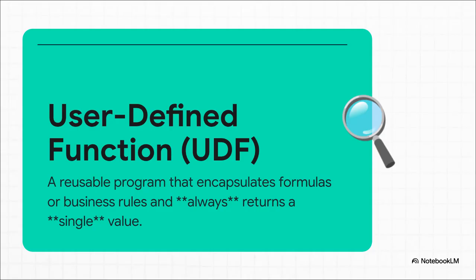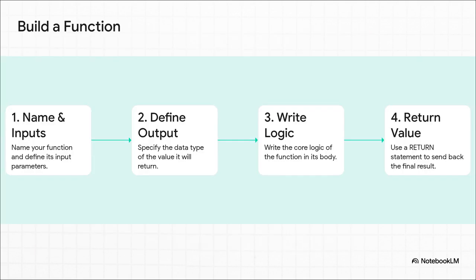At its heart, a UDF is really just a named block of code that you create to wrap up some common formula or piece of business logic. You give it some input, it does its special thing, and it always returns a single value as the output. And the cool thing is, building one follows a really clear logical pattern. First, you give your function a name and tell it what kind of data it needs. Second, you tell it what kind of data it's going to give back. Third, you write the actual code that does all the work. And finally, you use that RETURN keyword to send the result back out.